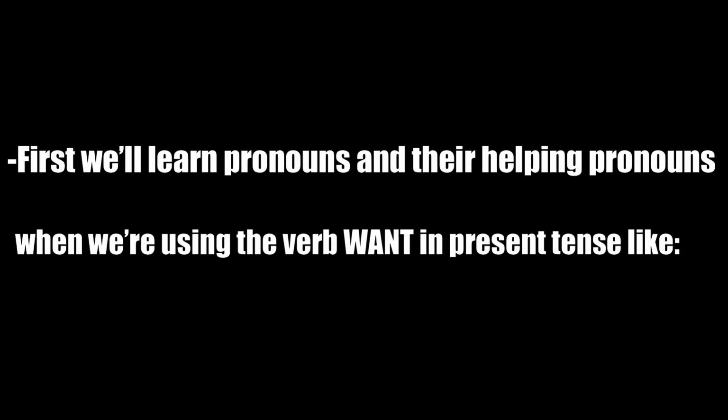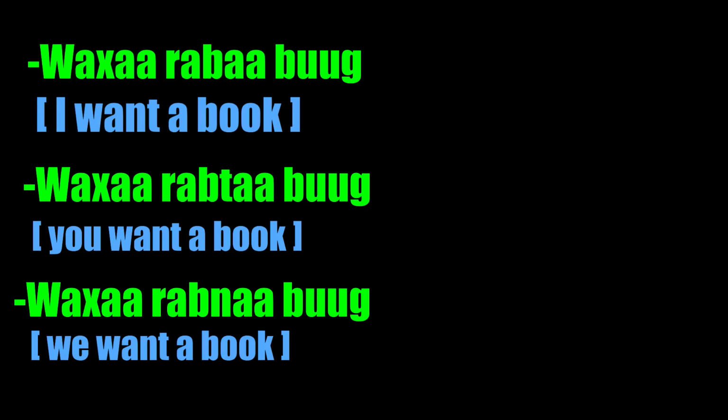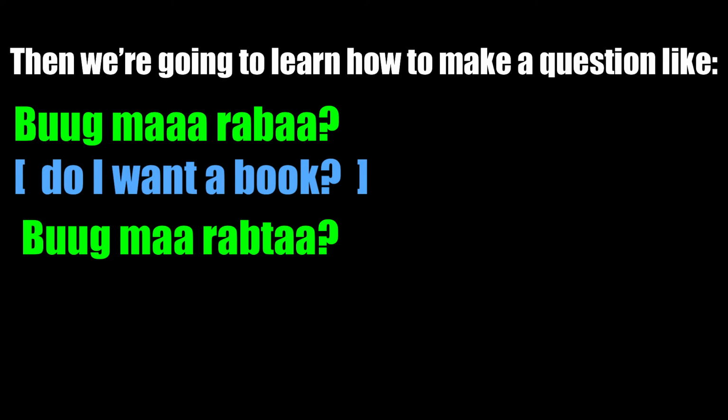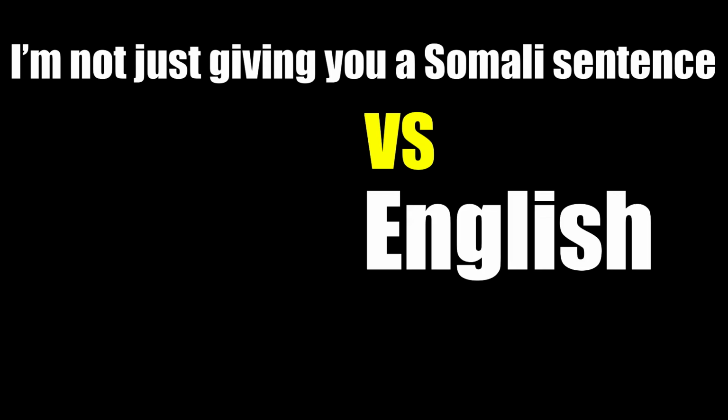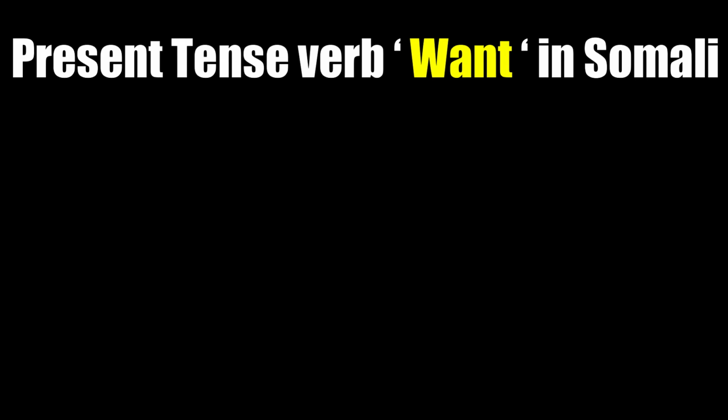First, we will learn pronouns and their helping pronouns when we're using the verb want in present tense, like waxaa rabaa book, I want a book. Waxaa rabtaa book, you want a book. Waxaa rabnaa book, we want a book. Then we're going to learn how to make a question like book ma rabaa, do I want a book? Book ma rabtaa, do you want a book? I am not just giving you Somali sentences versus English, but I'm going to teach you very essential rules. Let's get started.